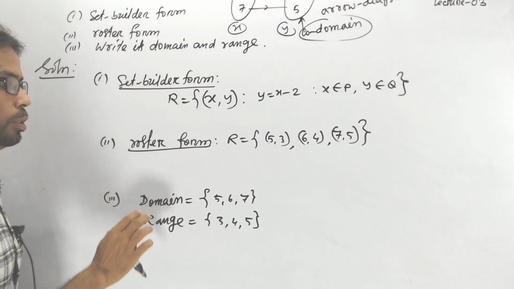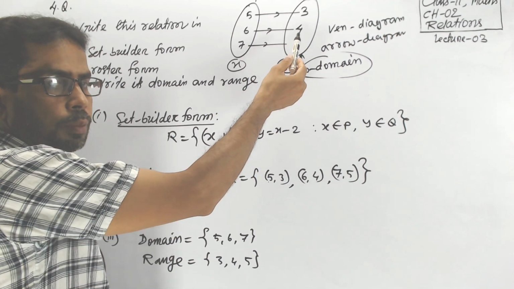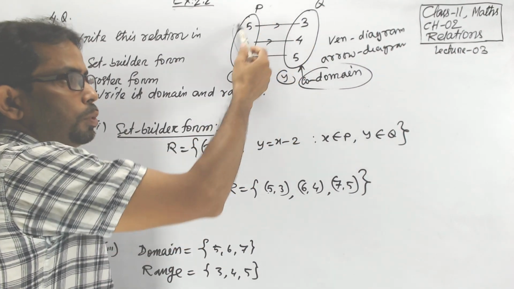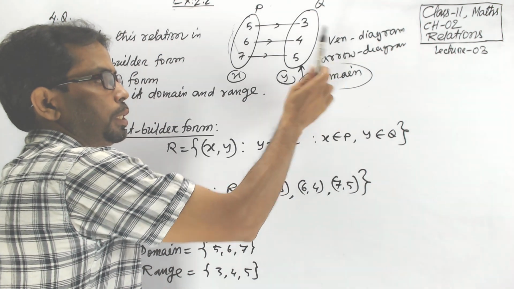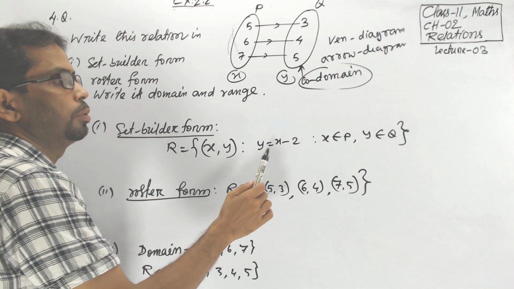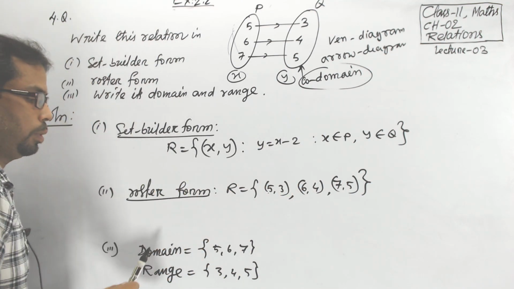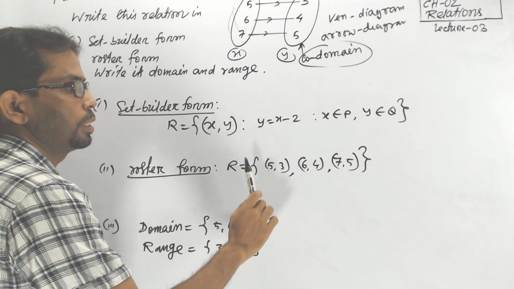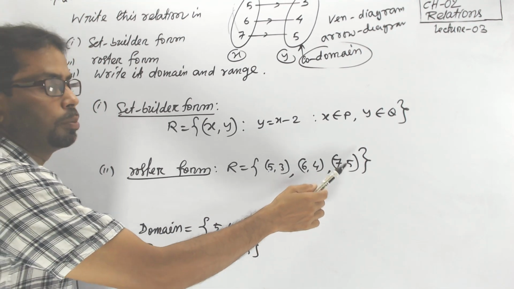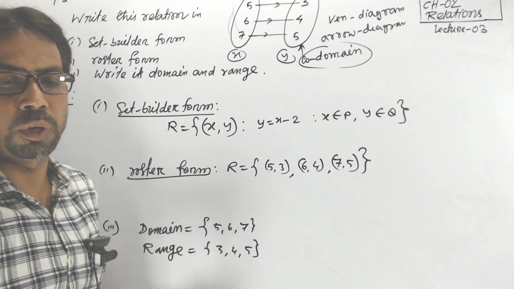We have written the domain, we have written the range. So this way of representing a relation with a diagram is called arrow diagram or Venn diagram. And writing a relation in terms of x, y, making the pair in which x and y are connected by some relation, is called set builder form. And this way of representing a set, writing the elements in second bracket, is called roster form.